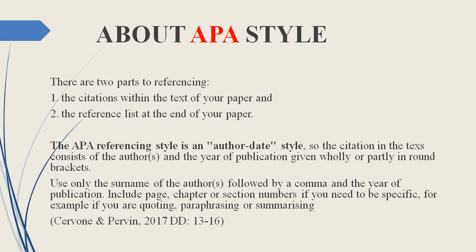So this is the basic example of an in-text reference. What do you see here? There are surnames of the author. Then we have a comma, separated by the year, that is the year of publication, and then there is a page number. So this is the first way of citing a particular author in APA style.